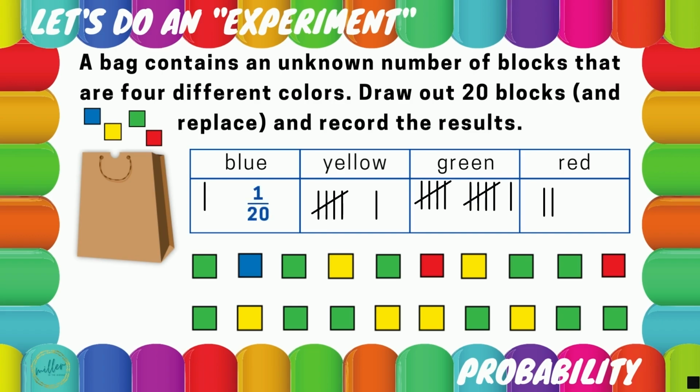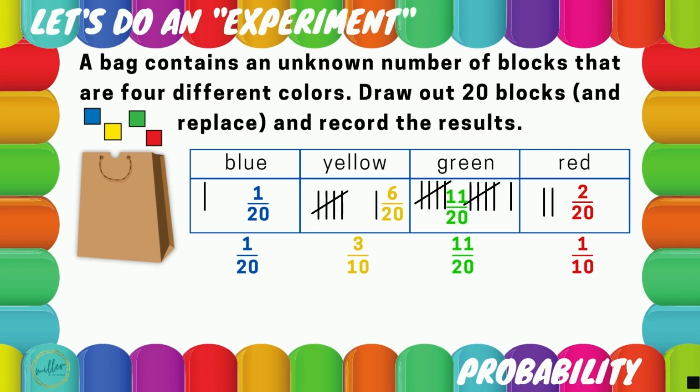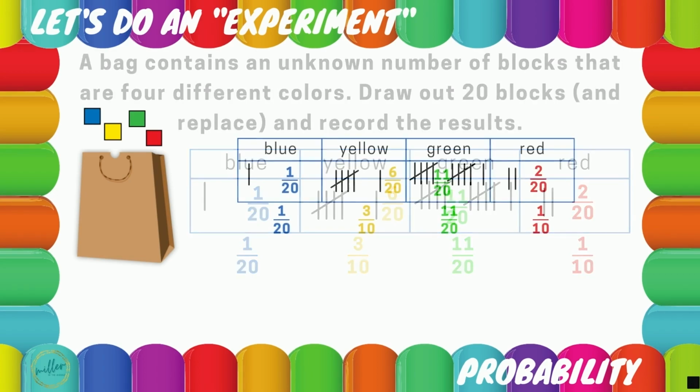For blue, 1 favorable outcome out of 20, so 1/20th. Yellow had 6 favorable outcomes out of 20, so 6/20ths. Green had 11 favorable outcomes out of 20, 11/20ths. And red had 2 favorable outcomes out of 20, 2/20ths. A couple of these can be simplified. 6/20ths can be simplified to 3/10ths, and 2/20ths can be simplified to 1/10th.